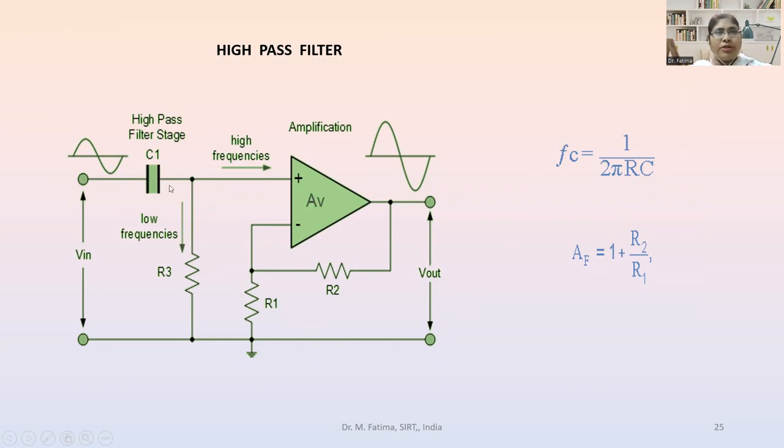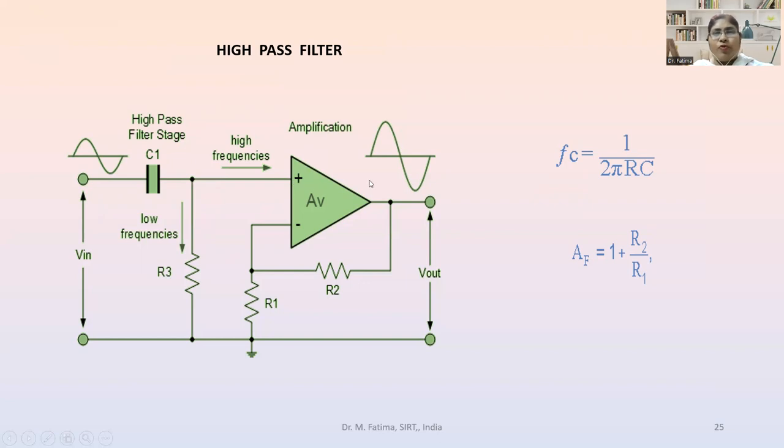Since here the input voltage is provided to the positive terminal of this operational amplifier, whatever input is applied here will be available to the CR network. The CR network passes only higher frequency signals, which will be available to the positive terminal of the op-amp.